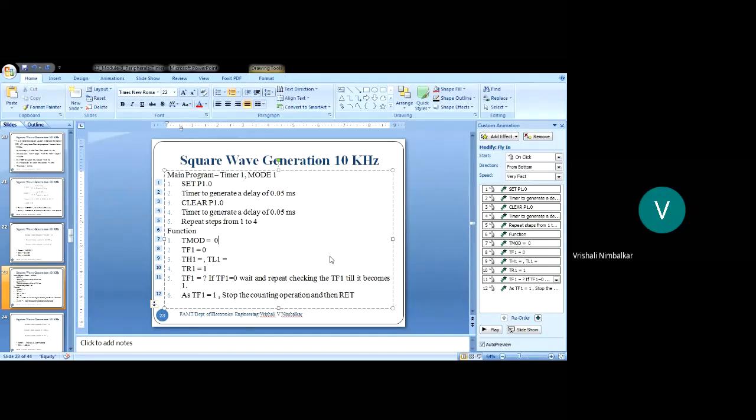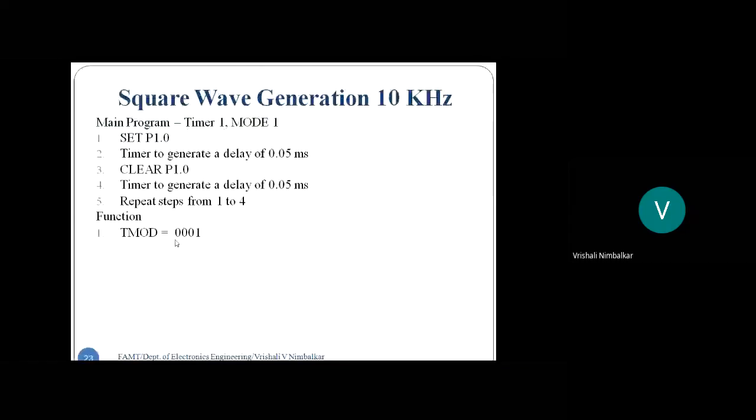Then we are using it as a timer, so the C/T bar bit should be 0 again. And we are using timer 1 in mode 1, so the control word mode bits are 0, 1. These are the upper 4 bits of timer 1.